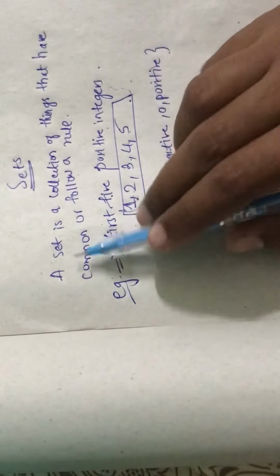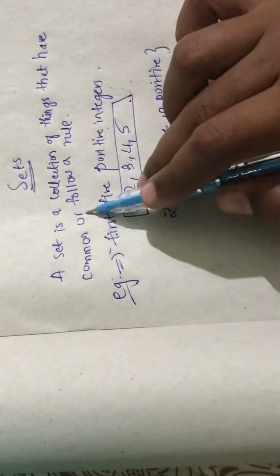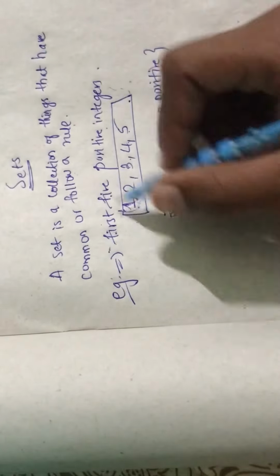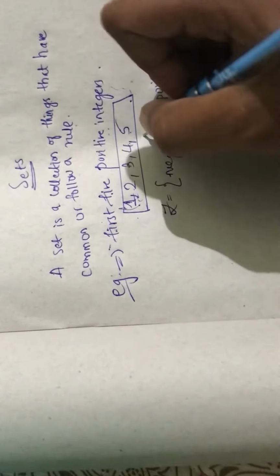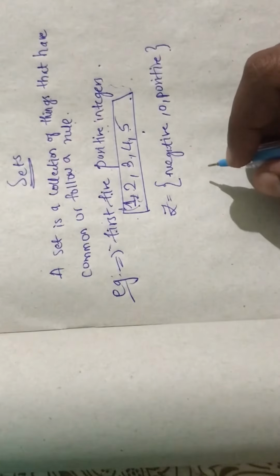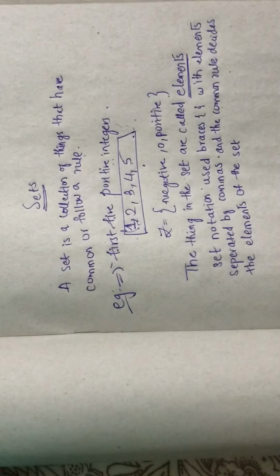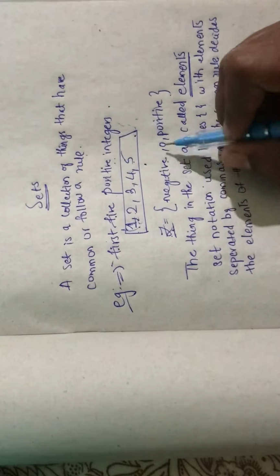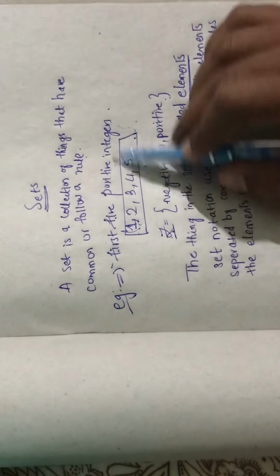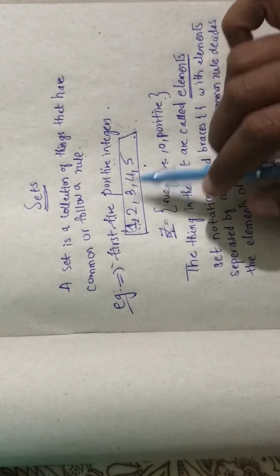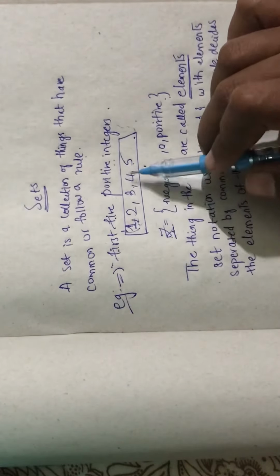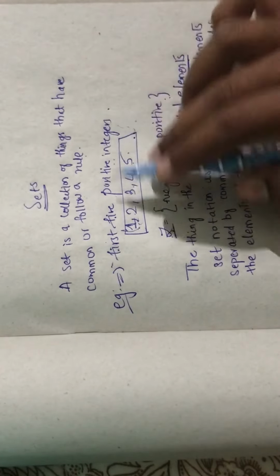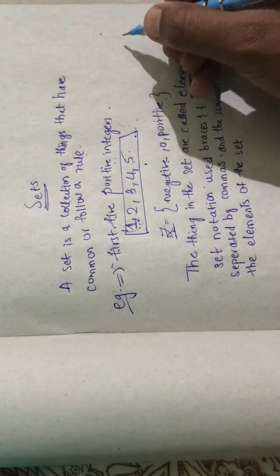So what is a set? A set is a collection of things that have something in common or follow a rule. Now this is following a rule. What is the rule? First 5 positive integers. Here we know what integers are. Integers are denoted using Z. Integers contain negative values, zero and positives. So for this example, first 5 positive integers means 1, 2, 3, 4, 5. If they ask for positive integers, it means 1, 2, 3, 4, 5 and so on up to infinity.